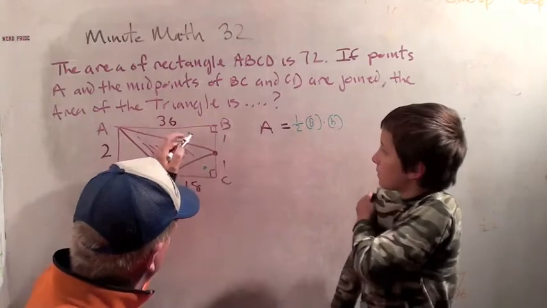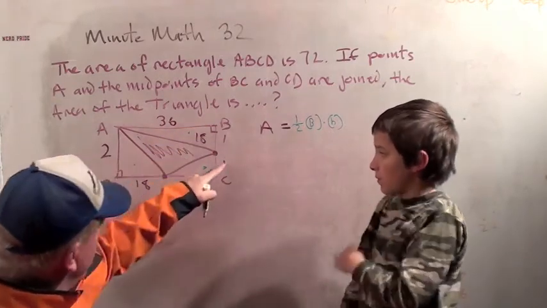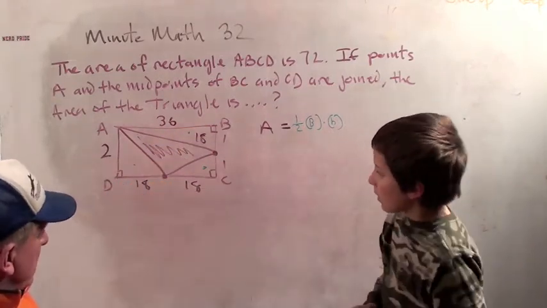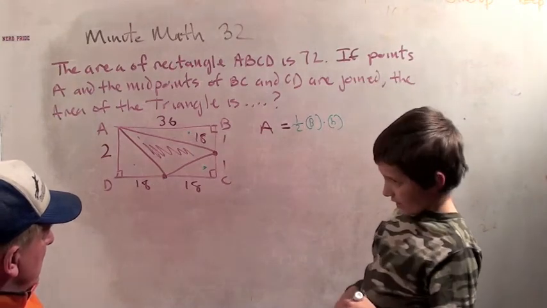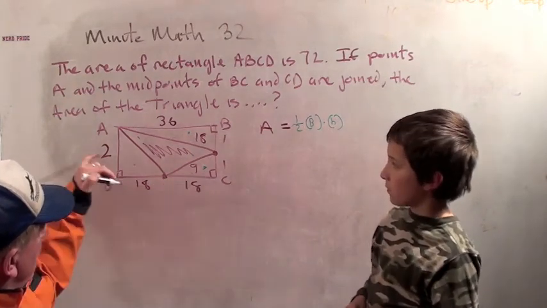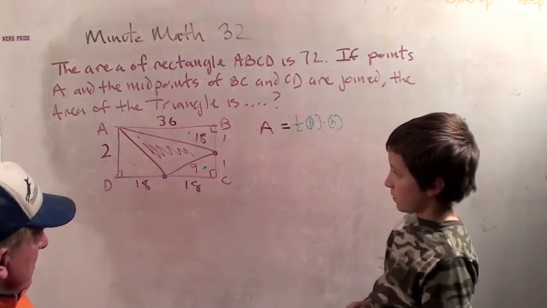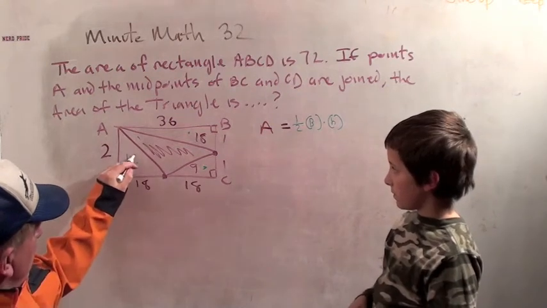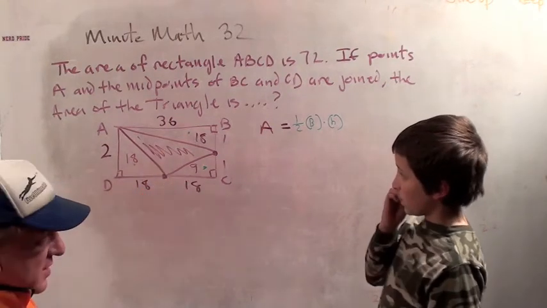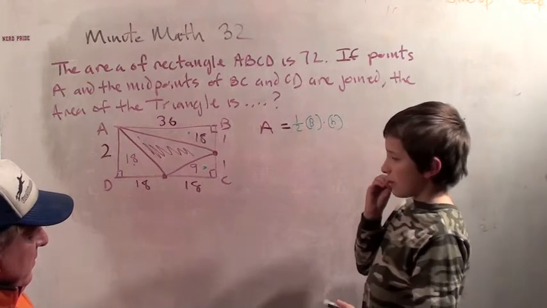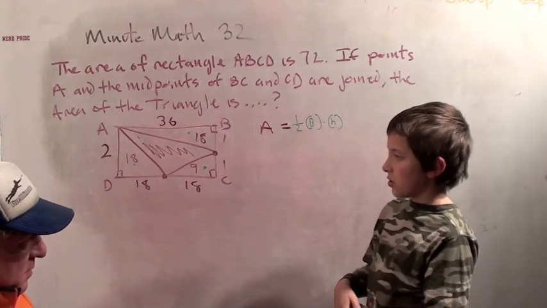Okay, so we have 18. I'll write it in there. What's the area of this one that's 1 and 18? The area is 9. What's the area of this one that's 2 and 18? It's 18. Okay. What's 18 plus 18 plus 9? It's 36 plus 9, which is 45.